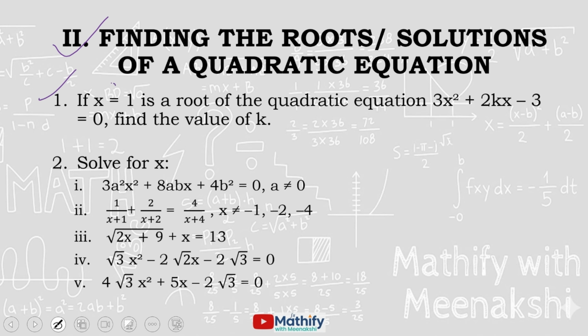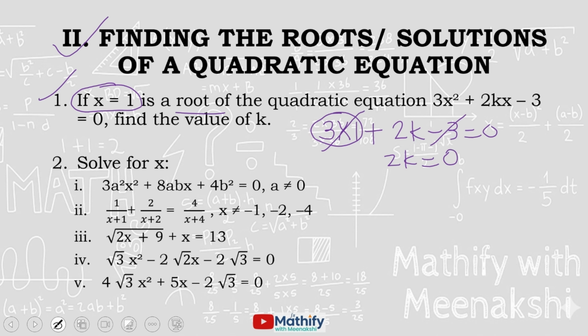First, if x is equal to 1 is a root of the equation. As I told you, the meaning of root is when you put the value of x, it will satisfy the equation. So let's put the value of x as 1. 3 into 1 square, that is 1 only, plus 2k into 1, that is 2k, minus 3. If you see carefully, what is 3 into 1? That is 3. So 3 and minus 3, you can cut. So you are just left with 2k is equal to 0. That means k is 0 by 2, or you can say directly k is 0. It's a one marker question. Let's move to second question.